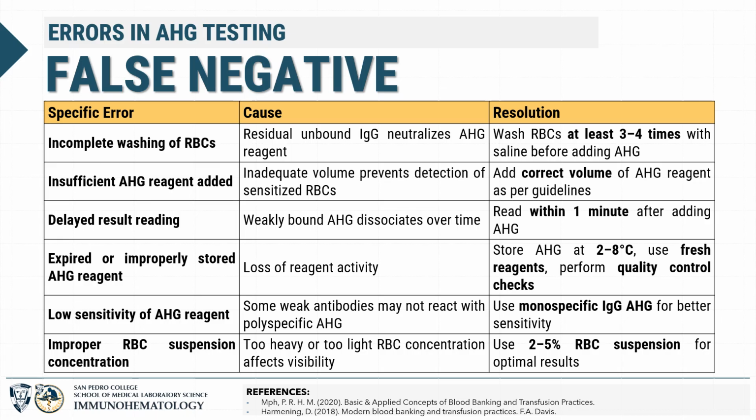Other causes of false negatives include insufficient volume of AHG reagent added, and delayed reading, so you need to read within 1 minute of adding AHG, as weakly bound AHG can dissociate. Expired or improperly stored AHG is another cause, so store it at 2 to 8 degrees Celsius. Using too heavy or too light an RBC suspension is also a cause, so always use 2 to 5%.